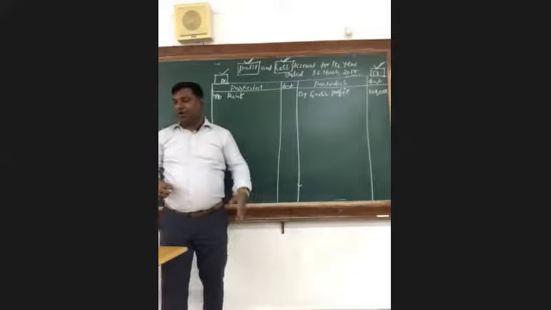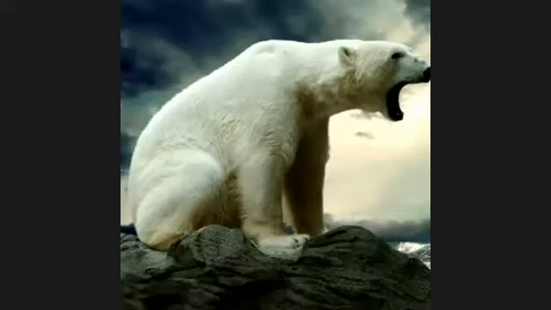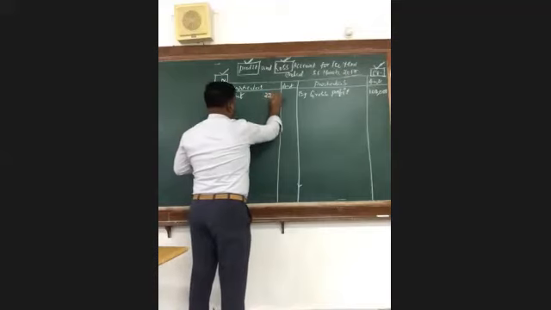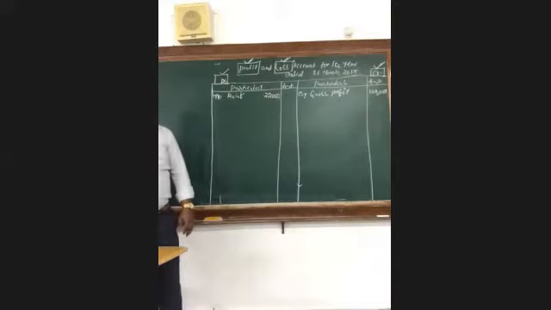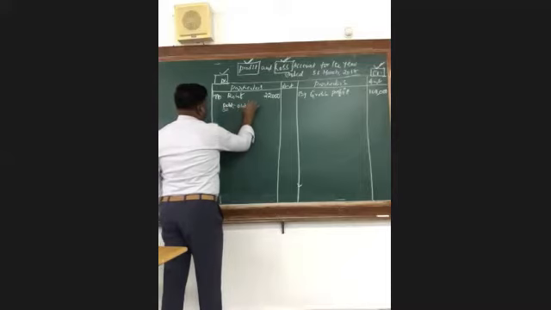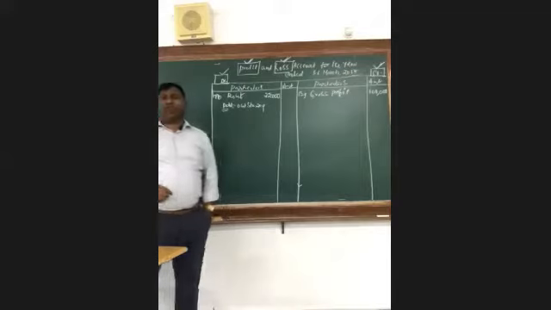What is the rent paid? 22,000, which is for 11 months. And what is pending? 1 month. So add outstanding. What's the amount of outstanding?